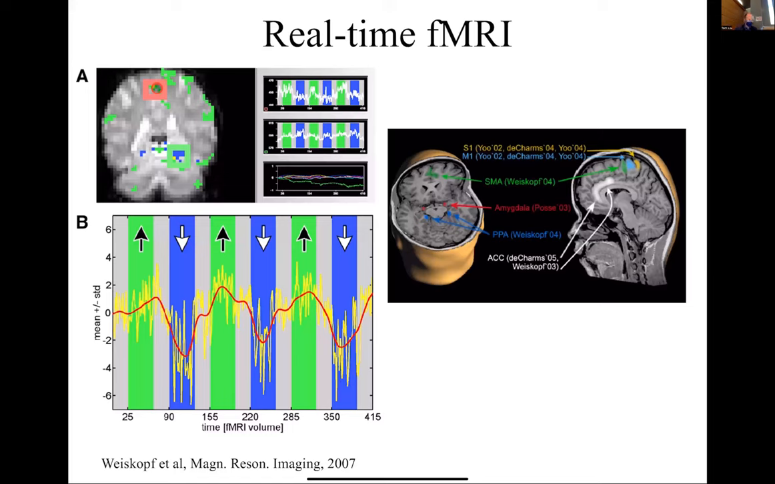And so here, they're basically told, in the blue areas, when you see the blue thing, try to make the signal in this area of your brain go down. And it turns out people can actually learn to do that, okay?